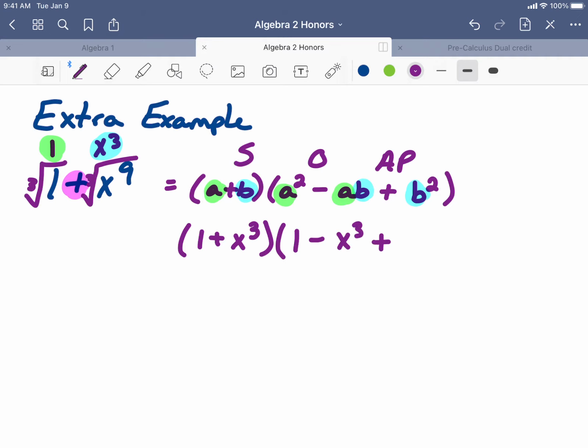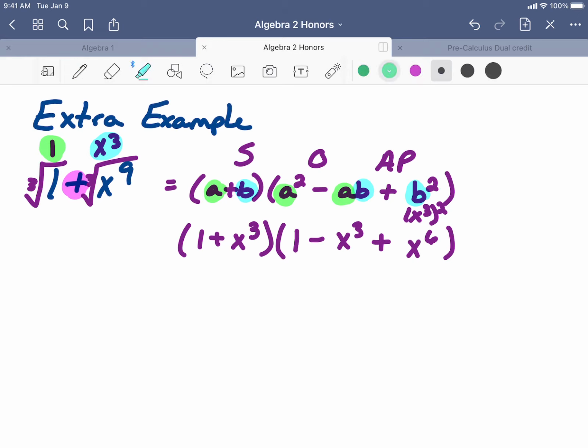We have the plus sign. Now be careful. What is an x cubed squared? Careful. Remember, power to a power, we multiply our powers. So it gives me an x to the 6th. All right. So we end up with this.